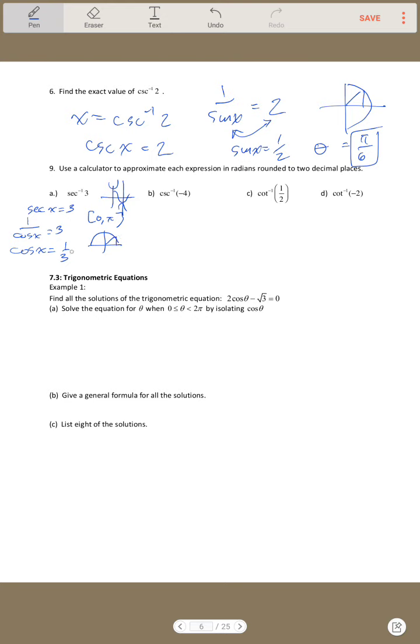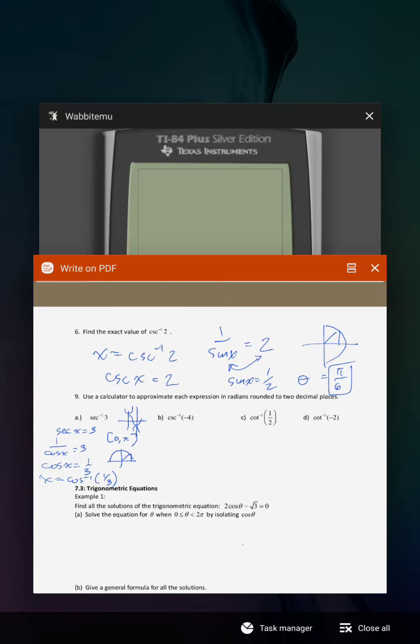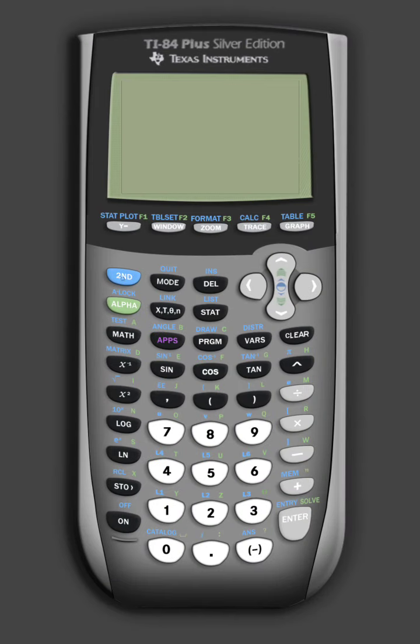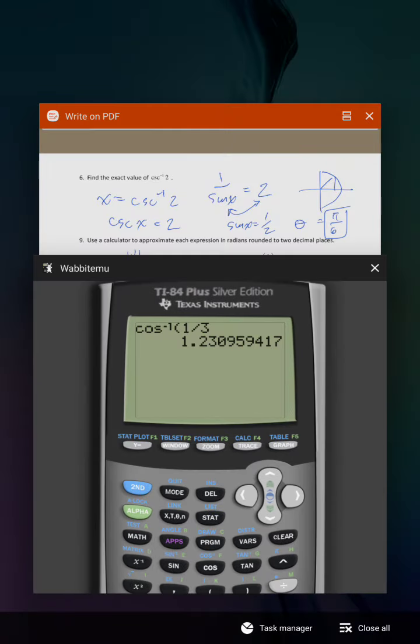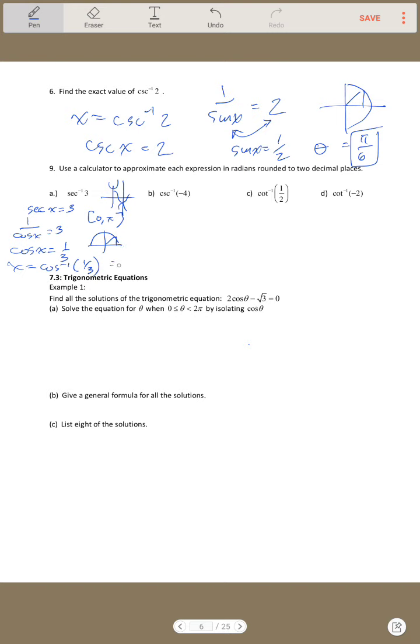Okay? So we're going to have to use our calculator now and do basically cosine inverse of 1/3. That's what we're entering into our calculator. Okay? So let's go to our calculator. Since it's not a unit circle value, now we're doing cosine inverse of 1/3. And we get a value of 1.23. Okay, so this answer is 1.23. Okay, let's go on to the next one.